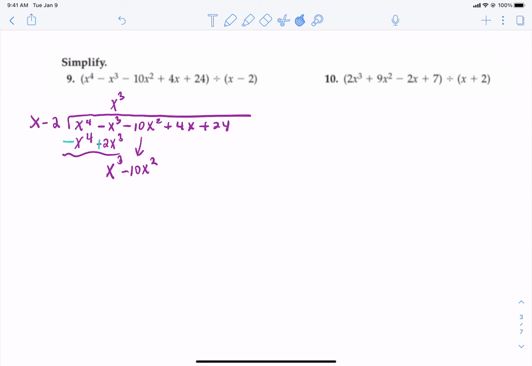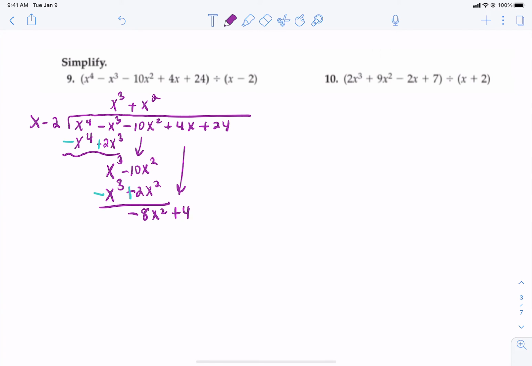Now we compare these two. What times x is going to give me x cubed? That's going to be x squared. It's put on top. We're going to distribute. X squared times x is x cubed. X squared times negative 2 is negative 2x squared. We are subtracting, so change the signs of both and combine like terms. These two are gone. Negative 2 plus 10 is negative 8x squared. Bring down the next thing.